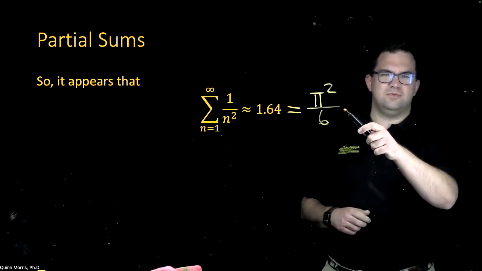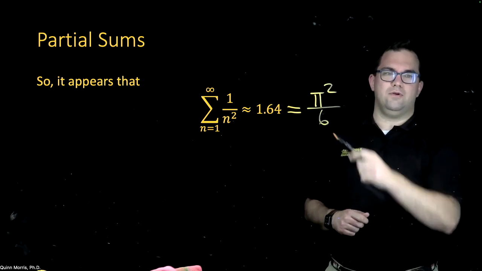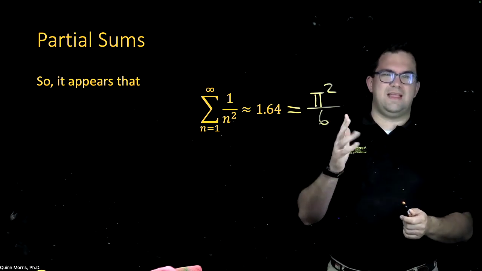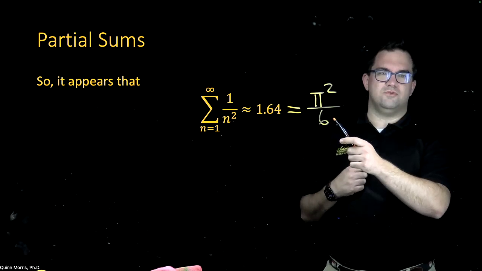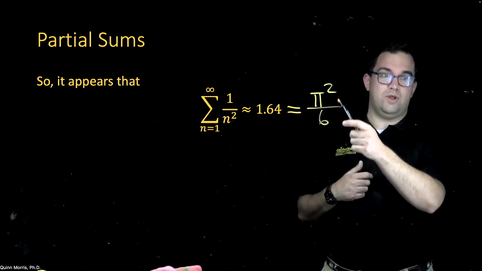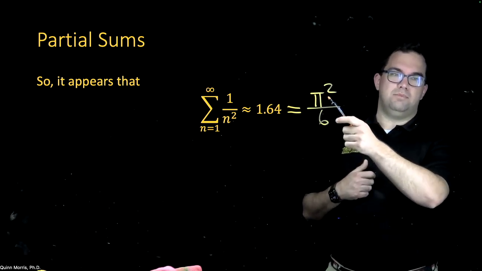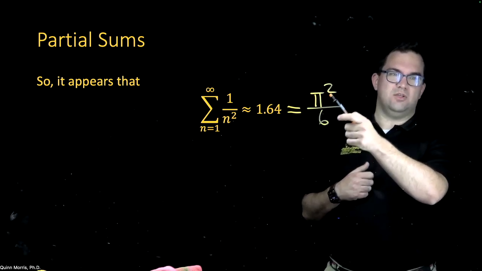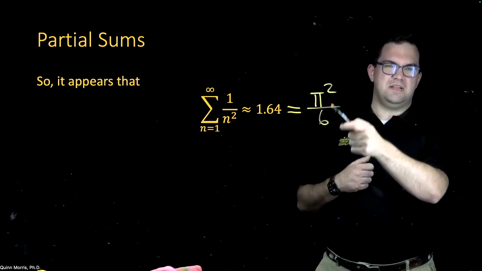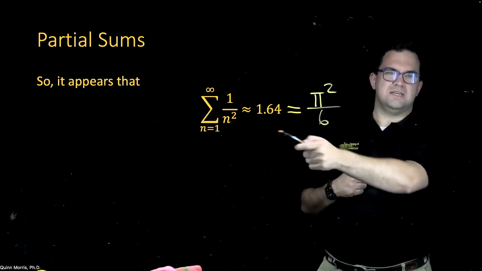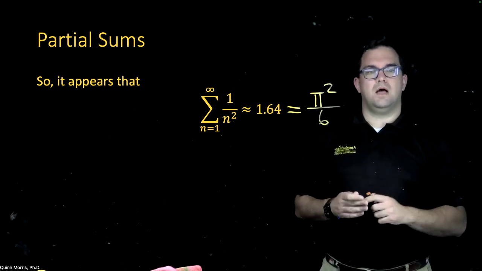You can see that that value seems to be about right because pi squared, if you think pi is roughly 3, that would be 9. 9 over 6 would be 1.5. But pi is a little bit bigger than 3, so this is a little bit bigger than 9, so a little bit bigger than 9 over 6. That seems about right, right?